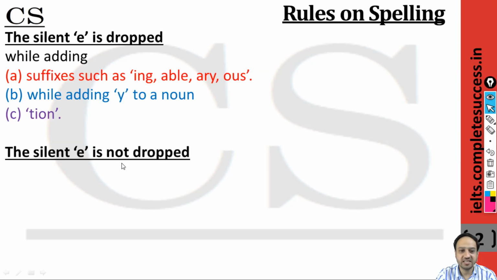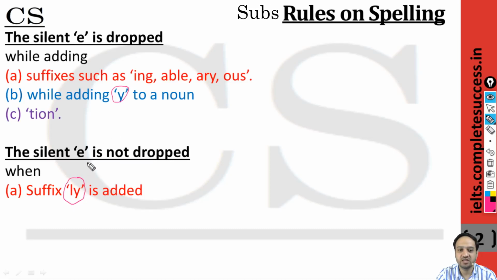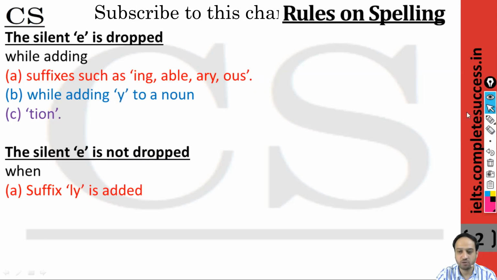The silent e is not dropped when the suffix ly is added. So when we add y, we drop the letter e, and when we add ly, we keep the letter e. We will not drop the letter e.